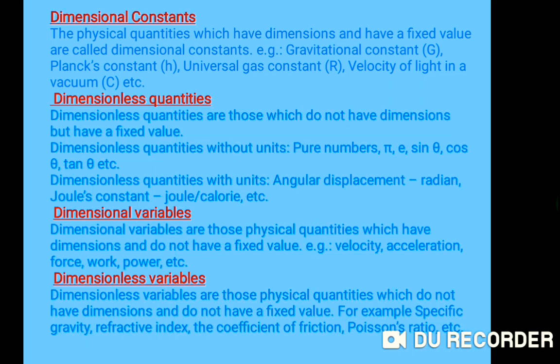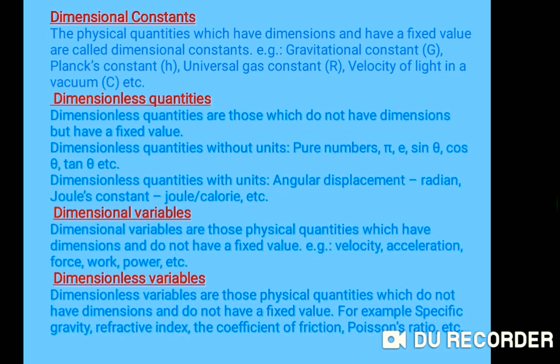Dimensionless quantities with units. In that, we take some physical quantities which are dimensionless but still have their units. Angular displacement has no dimension, but still a unit is represented for angular displacement, which is radian. Joule's constant has a unit joule per calorie, etc.